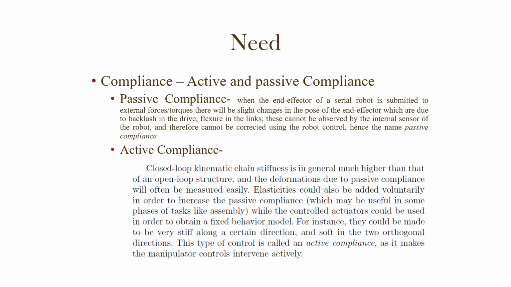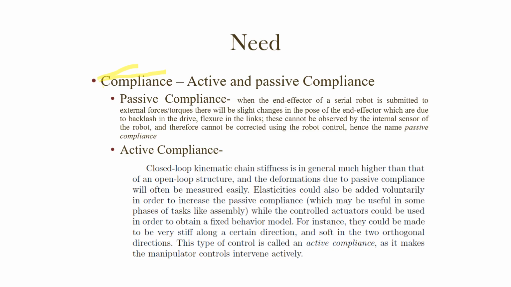Another important concept is the compliance of the robot. When the end effector of a serial robot is submitted to some external forces or torque, there will be a slight change in the pose of the end effector due to the backlash in the driving flexure of the links. This is not observed by the internal sensors. Therefore, it cannot be corrected. This we call passive compliance.